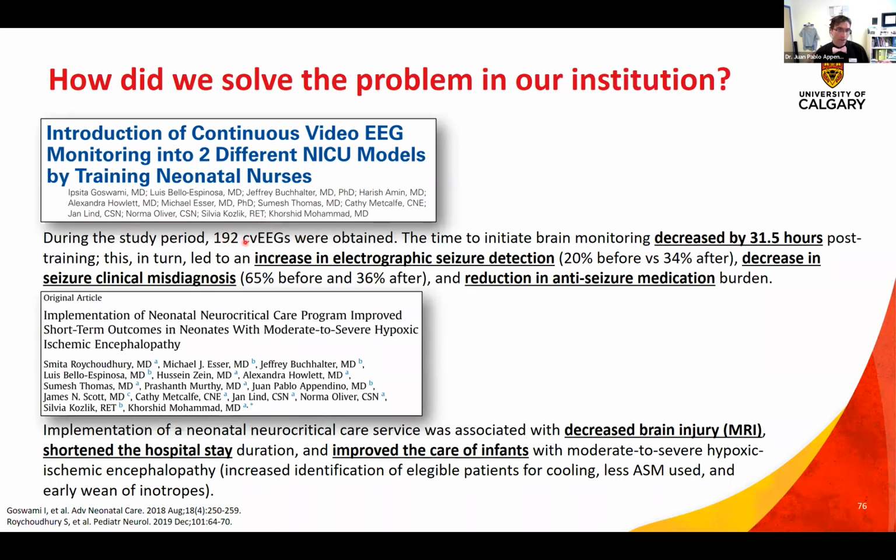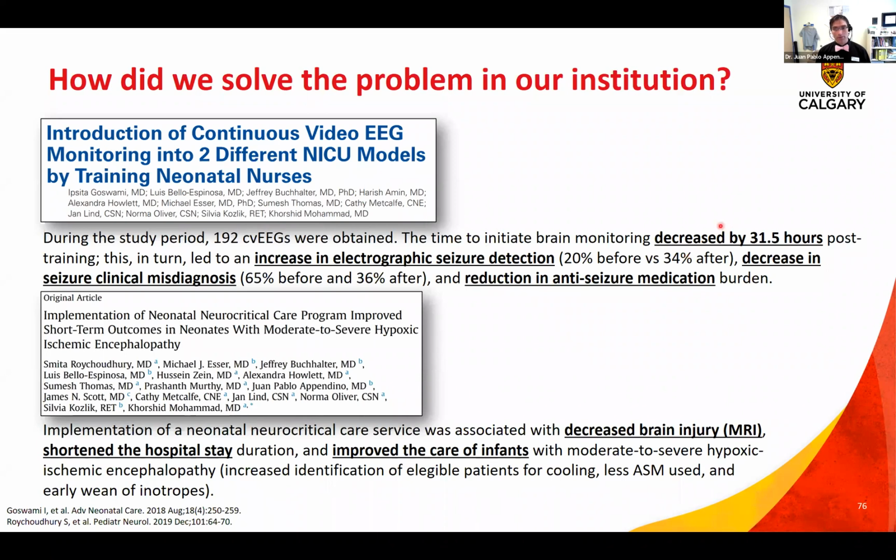We looked at 192 of these continuous video EEGs, and there was a decrease of almost more than 1 day in the delay to initiate the monitoring. So even weekends, we were able to put them on and look at them. On weekends, the time covered by our techs is a little shorter.